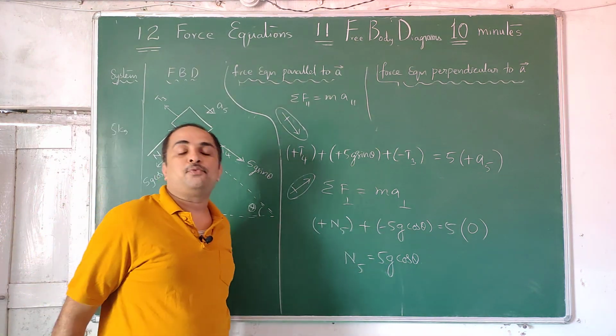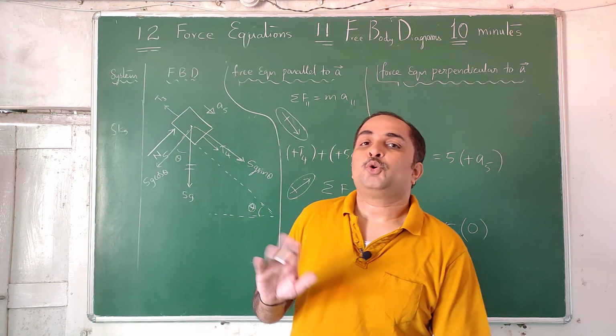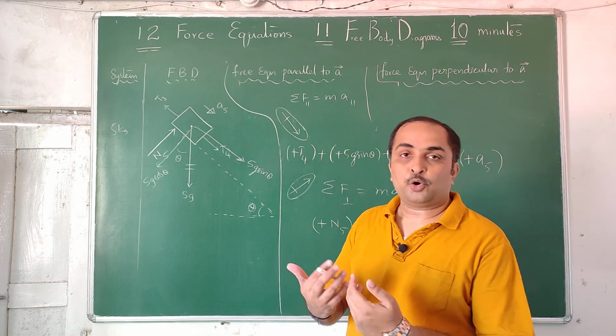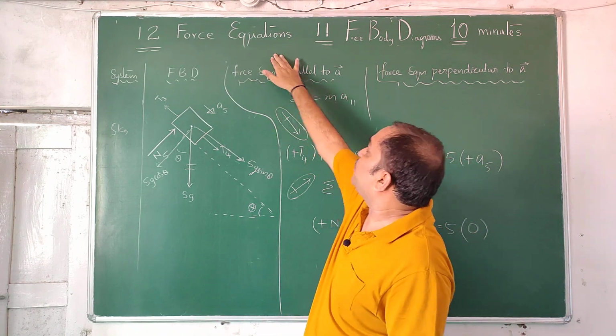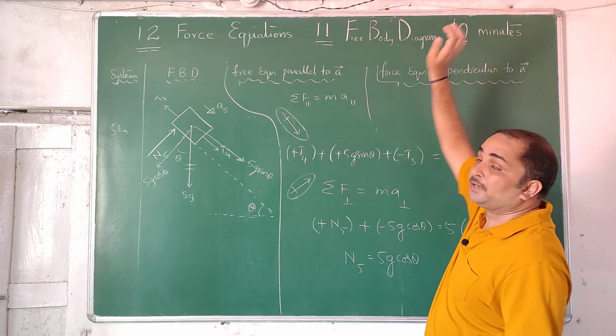So totally we have written 12 force equations. In that 14 we have written, 2 or 3 of them are 0 equal to 0. If you don't mention it, also our target is over. 12 force equations, 11 free body diagrams, 10 minutes.